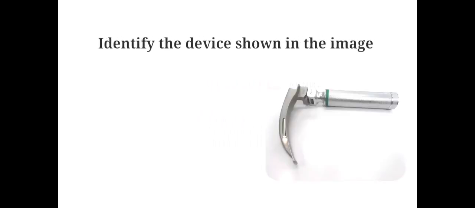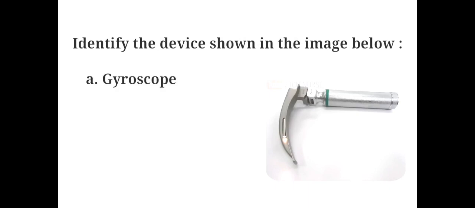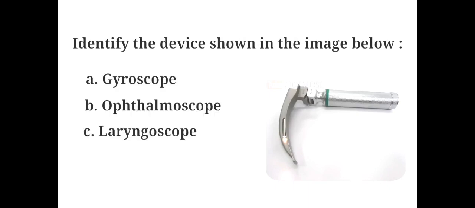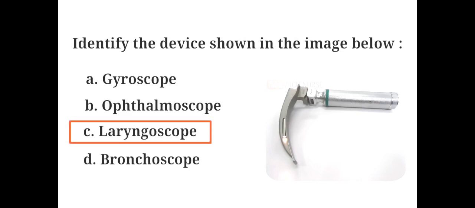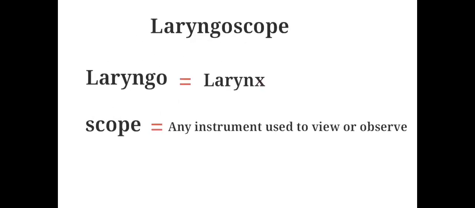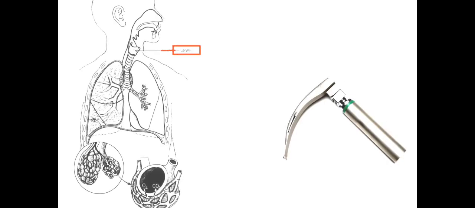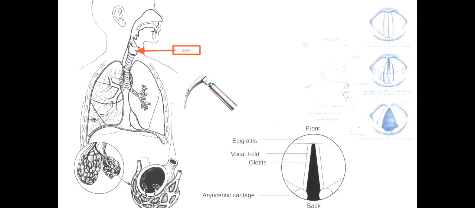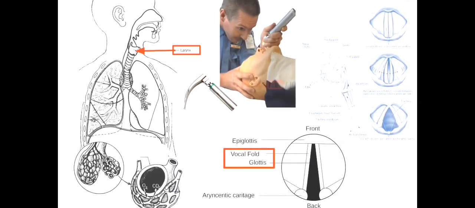Identify the device shown in the image below. A. Gyroscope. B. Ophthalmoscope. C. Laryngoscope. D. Bronchoscope. And the answer is C. Laryngoscope. The prefix laryngo means larynx, and the suffix scope means any instrument used to view or observe. Laryngoscope is used to view larynx, a part of the throat, to view, for example, vocal folds and the glottis. Laryngoscope helps in endotracheal intubation and also in visualizing larynx during other procedures.